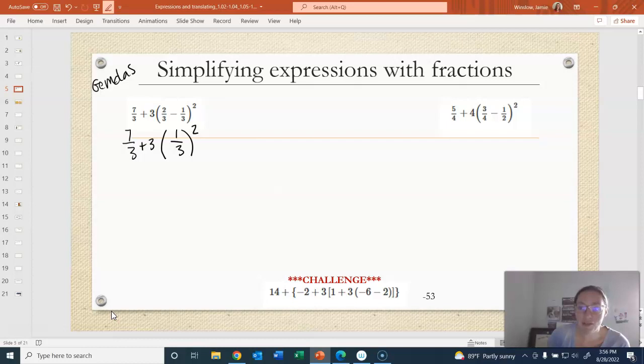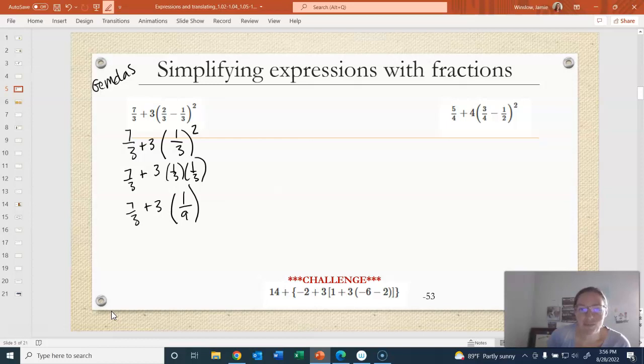And that's it. When the bottoms are the same, you can go ahead and do what you need to do to the tops, to the numerators. All right, now exponents come next. 1/3 squared is 1/3 times 1/3. And with multiplication, you just do the top times the top and the bottom times the bottom. So we'll have 7/3 plus 3. 1 times 1 is 1, and 3 times 3 is 9.